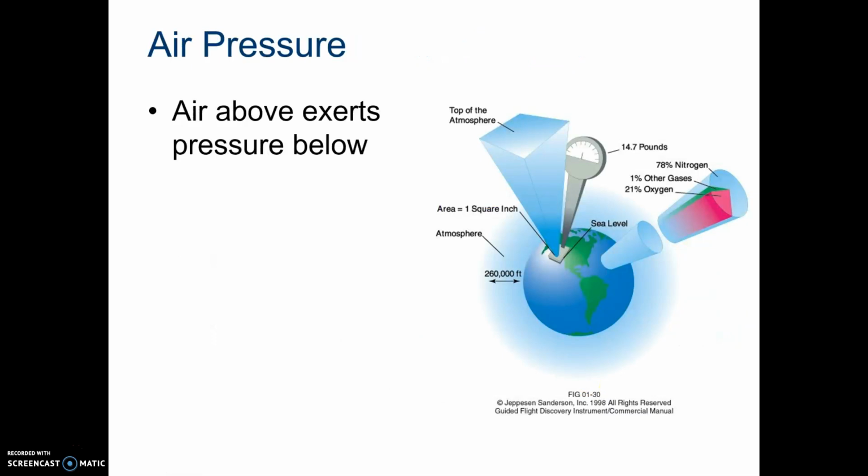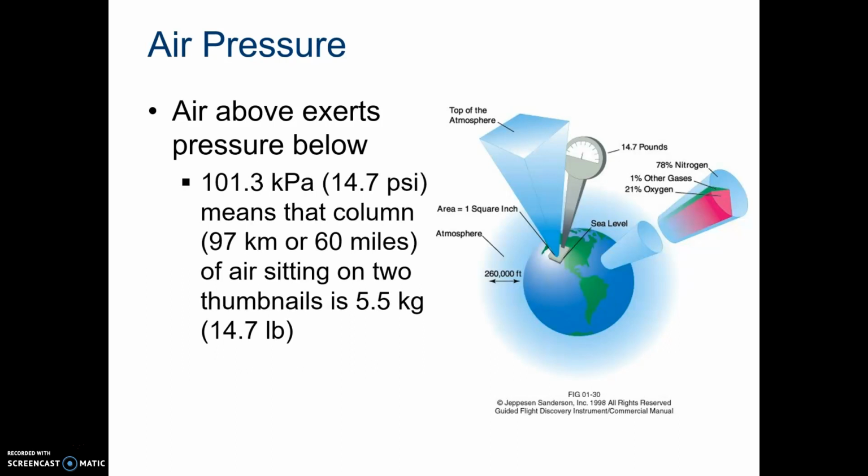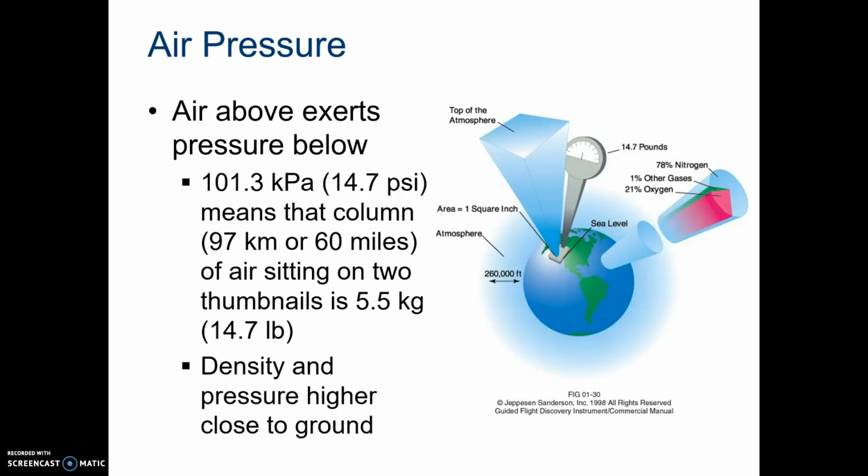Air above exerts pressure below. That's where we get air pressure from. On a typical day at sea level, typical pressure is 14.7 psi, or pounds per square inch. That's basically because you have a column of air 60 miles tall on top of every square inch of your body, and that's what creates that pressure. The comparison is 101.3 kilopascals. Like I said, that's a column 60 miles tall sitting on two thumbnails, which would be roughly 1 square inch.